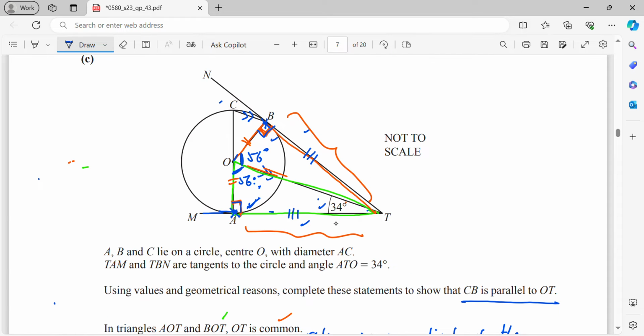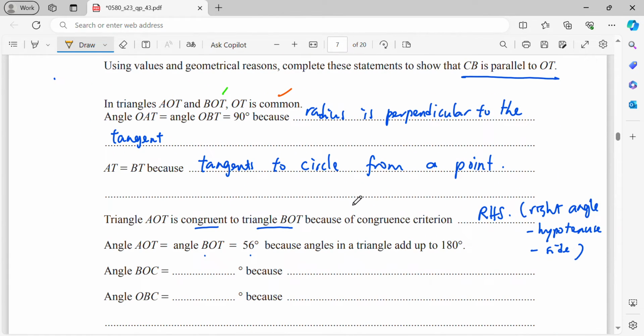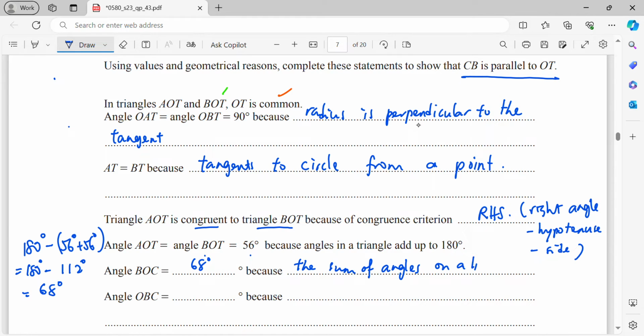So BOC, where is BOC? That means it's here. How to get the angle BOC? Look at this whole straight line. The AC is a diameter. That means the total of these three angles should be 180 degrees. So here I will just calculate 180 degrees minus 56 minus 56. That means this is 180 degrees minus 112. Therefore, you will get 68 degrees. So here I will write 68 degrees, because the sum of angles on a line is 180 degrees.